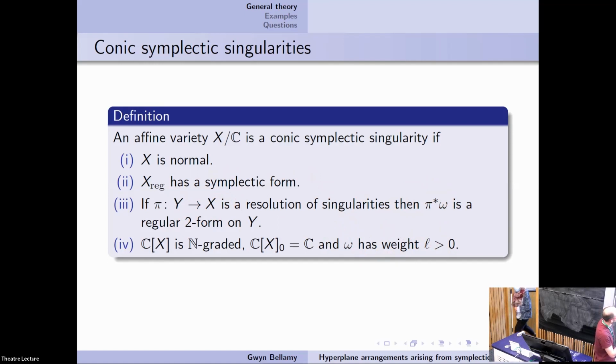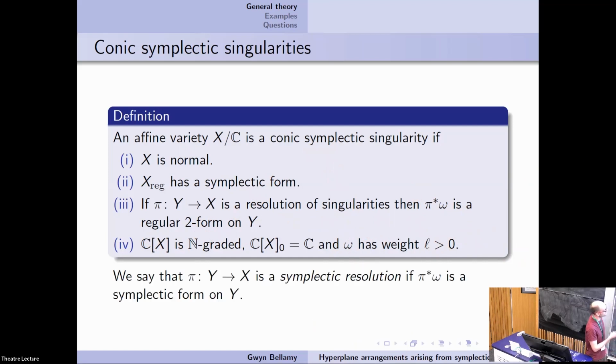And then fourthly is this extra word, conic. Conic just means that if I look at functions on my variety, this is an N-graded algebra and it's connected, so degree 0 is just the complex numbers. And I want my form to have strictly positive weight. Somehow the idea here is that everything is contracted down to this most singular point. Or in other words, it's a way to extend formal statements about the most singular point to the whole space. Okay, so those are the varieties we're interested in.